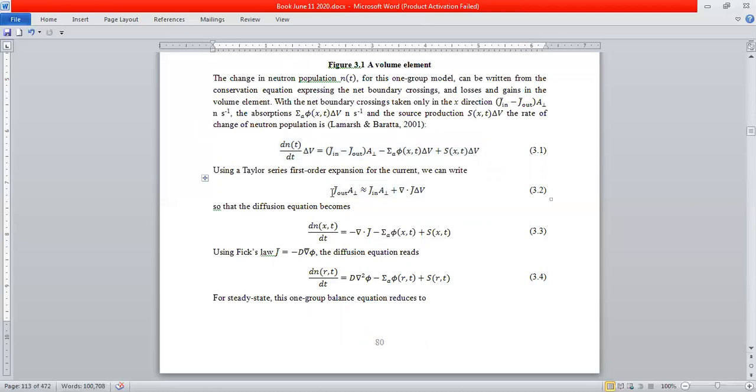So let me say that J out, what's coming out, is what's going in plus the derivative change. Now, the divergence of J: grad is a vector, J is a vector. So when you dot product two vectors, what do you get? You get a scalar.